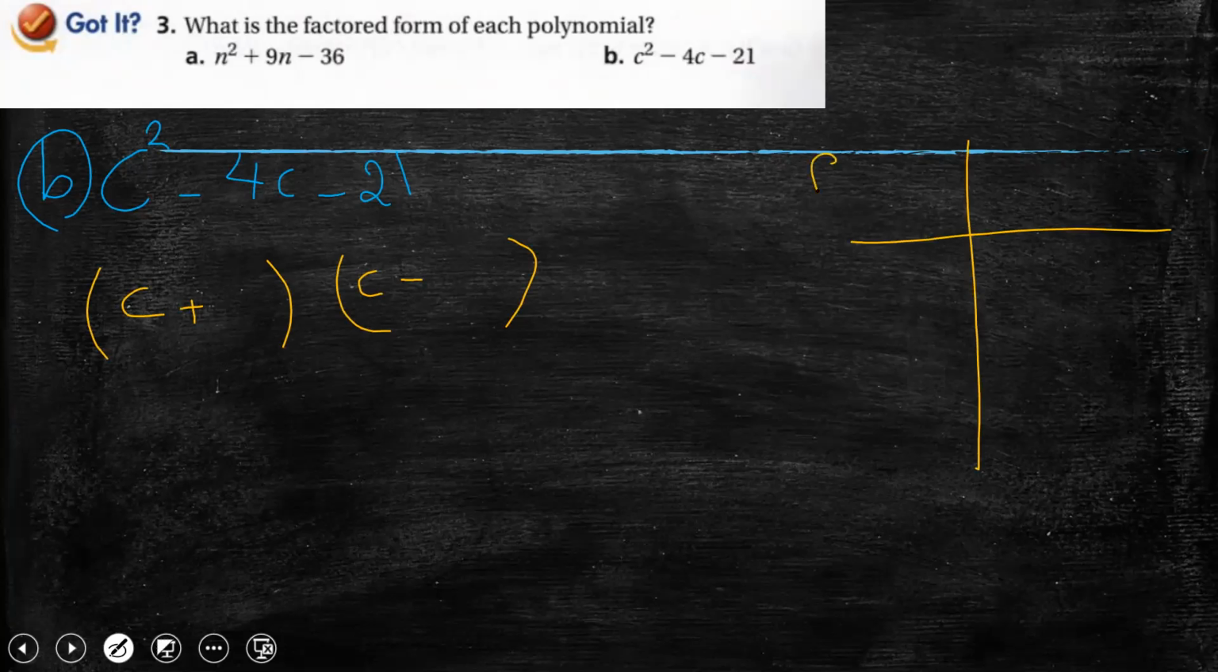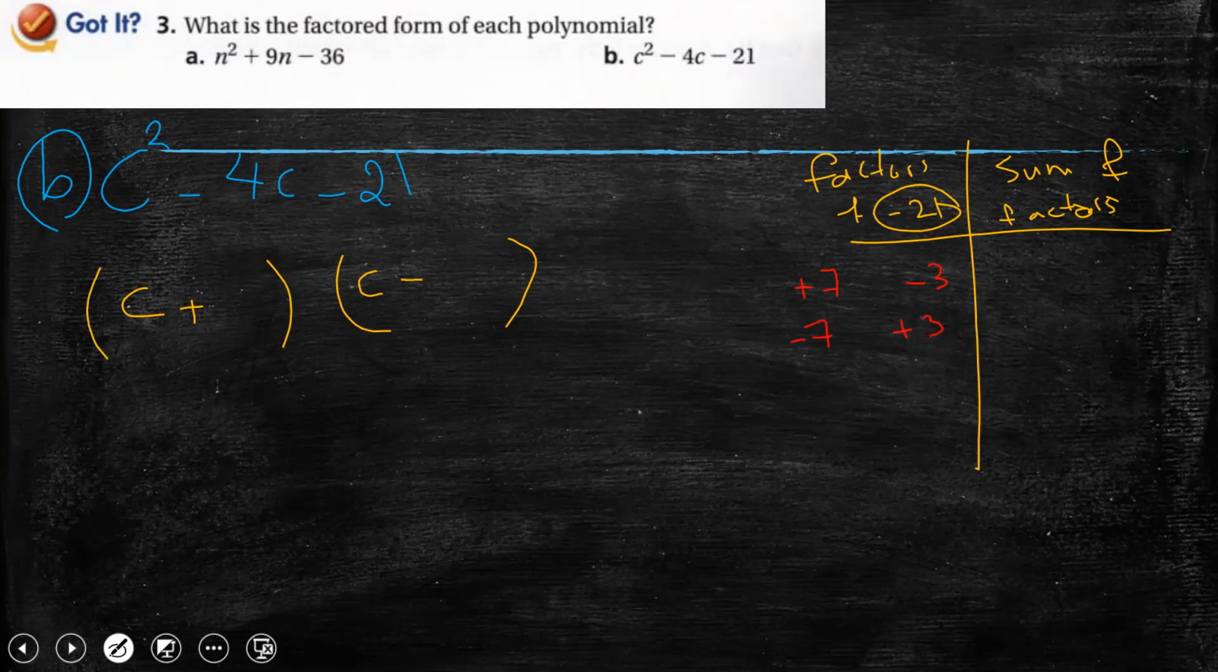I will put here the factors of negative 21 and then the summation of the factors. Now let's write the factors of negative 21. As I told you, it must be positive and negative. Positive 7, negative 3. Negative 7, positive 3.